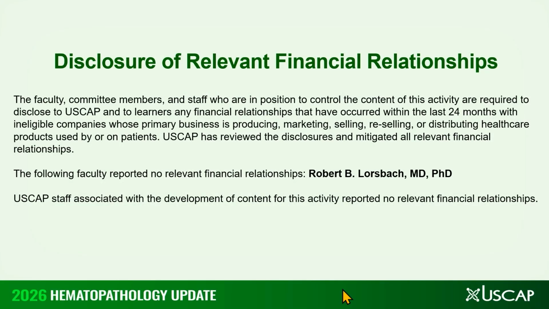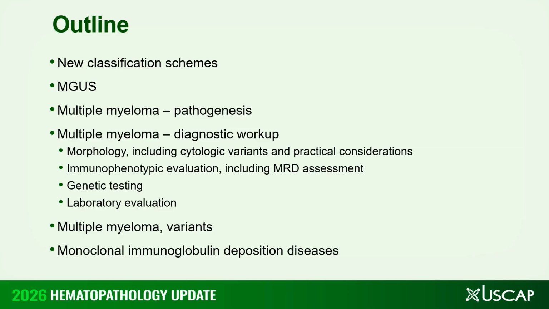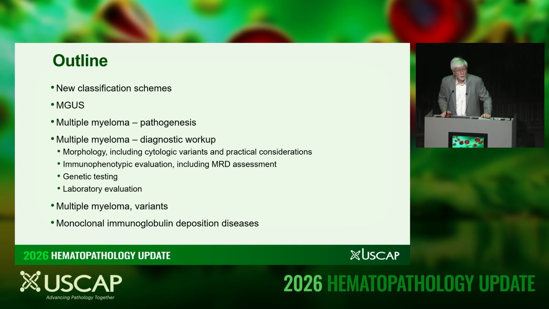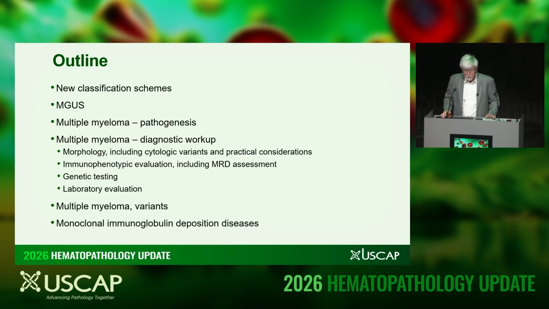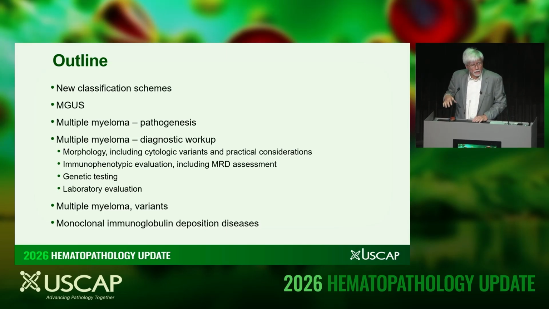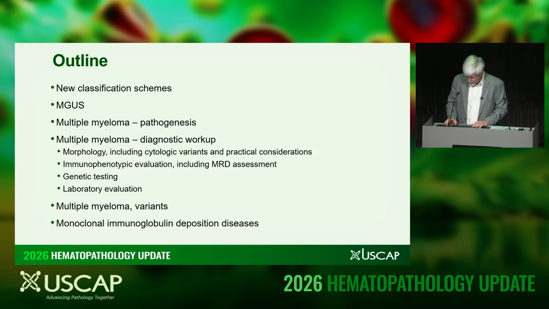I have no disclosures. So here's an overview of the talk. We will discuss some aspects of the classification scheme that are in place for hematologic malignancies as they relate to myeloma. We'll discuss MGUS, and then we're really going to spend most of our time discussing multiple myeloma, the pathogenetic features, diagnostic workup, and we'll discuss some of the variants, and then we'll finish up discussing immunoglobulin deposition diseases. Most of our time there will be spent on AL amyloidosis.